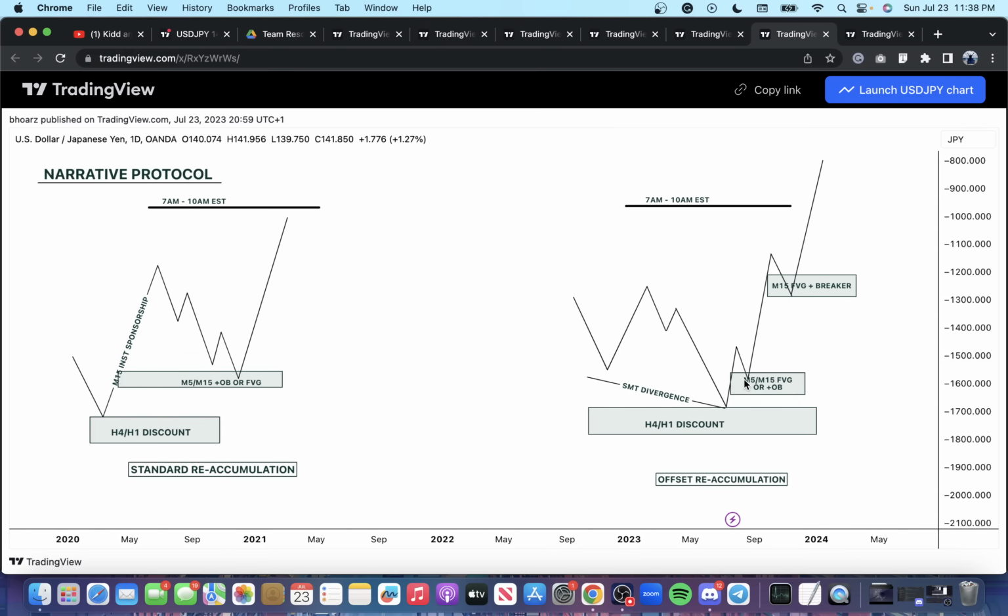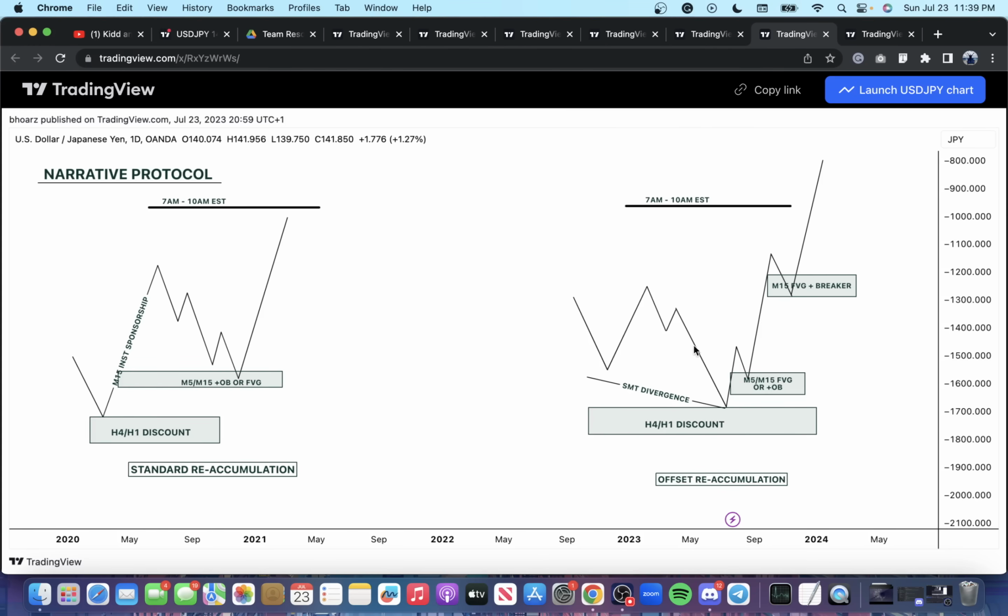When we trade with this kind of protocol, not the standard reaccumulation phase, which is the standard protocol for New York, I'm talking about the offset reaccumulation protocol. When we're using this protocol for our trade entries, we seek speed and delivery. The delivery after a run on stops is usually faster than the delivery with a standard reaccumulation, because the market has already run to seek counterparty liquidity.